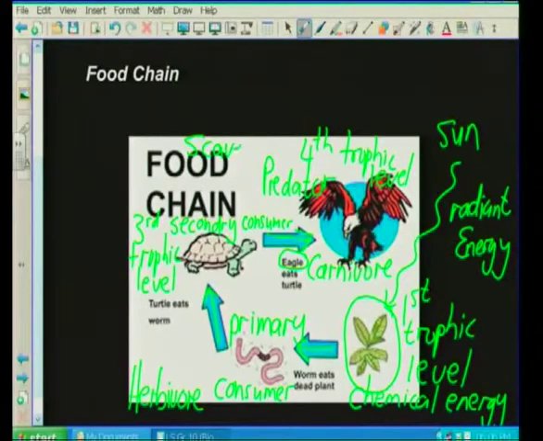Now, what's going to happen if that eagle eats the turtle and leaves remains? Who is going to come and eat the remains? We don't have it in this diagram, but we're going to call it a scavenger. For example, a hyena will come to eat the remains. The hyena will wait for the eagle to hunt, kill and eat the turtle, and then it will eat the remains. That is a scavenger.